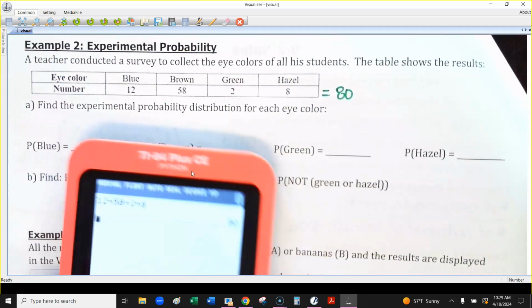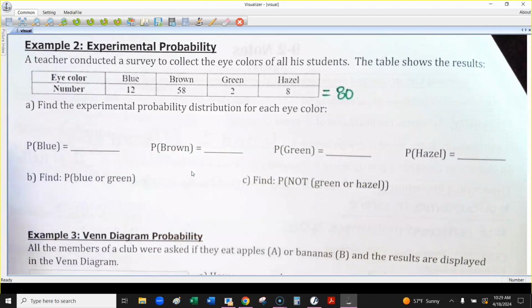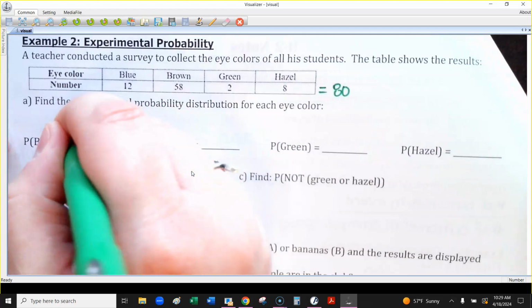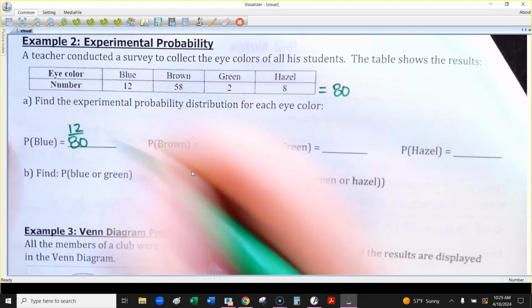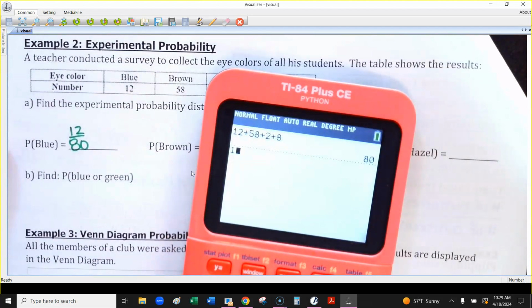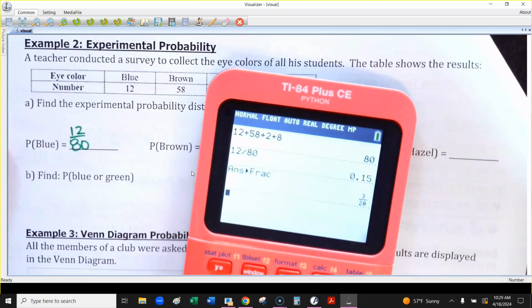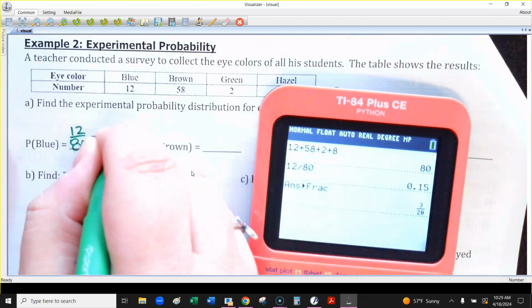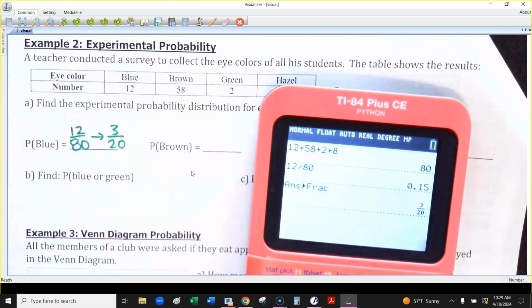Okay. How would you figure out the experimental probability here if I randomly selected one of these kids that they have blue eyes? Yeah, that's it. 12 over 80. And I'm being lazy this morning. I know that reduces, so I'm going to do my math enter here. Or you can use your fraction key. So it'd be 3 over 20. So make sure if you can reduce the fraction, you want to reduce it.